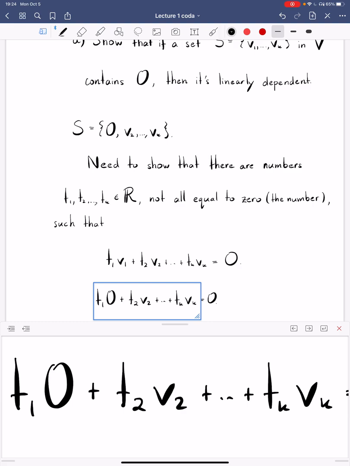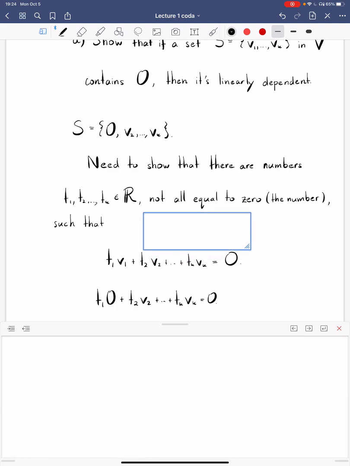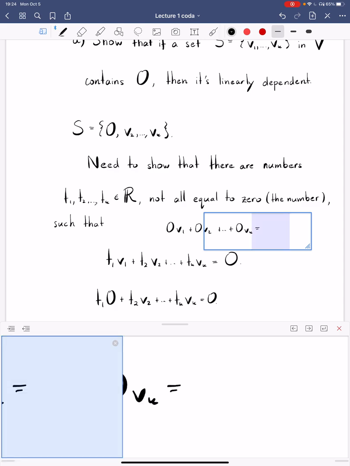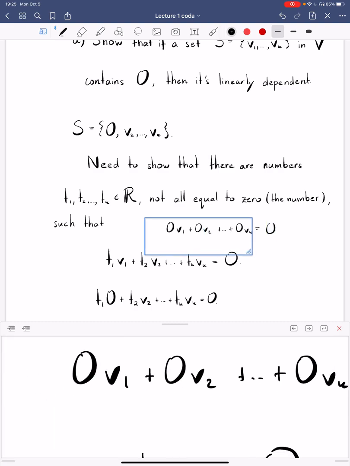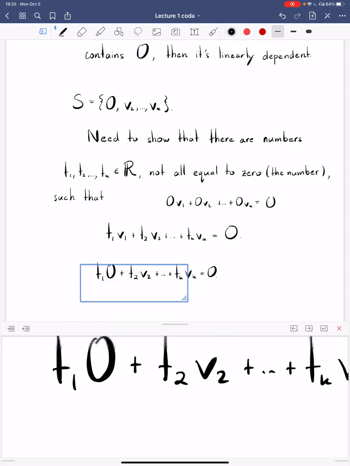All right, so definitely, no matter what v1, v2, up to vk are, if I just took each of my t1, t2, up to tk to be the number 0, what would I get then? I would get 0 v1 plus 0 v2 plus all the way up to 0 vk, and that is definitely equal to the vector 0. The reason is that the number 0 times any vector, no matter what it is, gives you the 0 vector. That is proved from the vector space axioms in lecture 1. Okay, so back to the problem at hand.